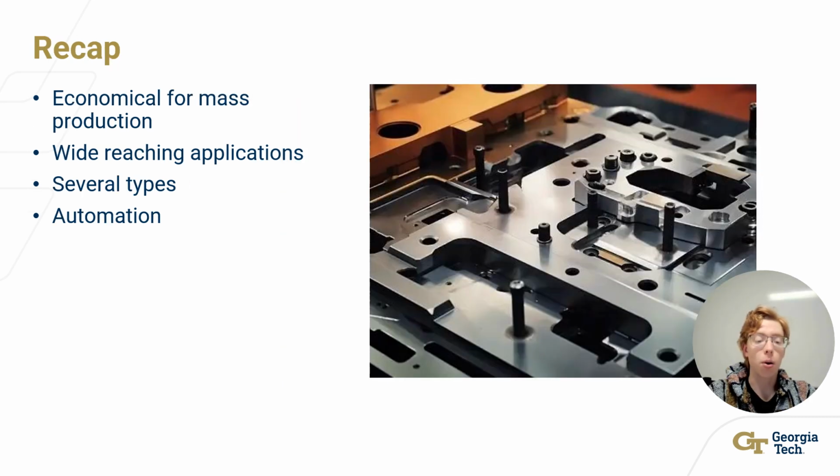Dies are used to make parts economical for mass production. Die design and manufacturing has wide-reaching applications across many manufacturing processes and industries, including the automotive and consumer goods industries. There are several types of dies, including simple, compound, progressive, and transfer dies. Progressive dies are the most efficient but cannot be used in all situations. Increasing automation is a current trend in this industry.